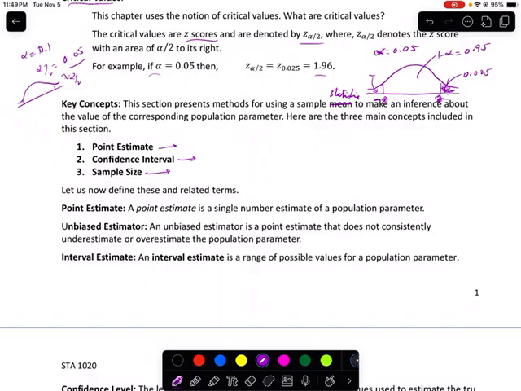What is an unbiased estimator? It is a point estimator that does not consistently underestimate or overestimate the population parameter. A point estimate is a single value that is basically a good estimate of the population parameter.